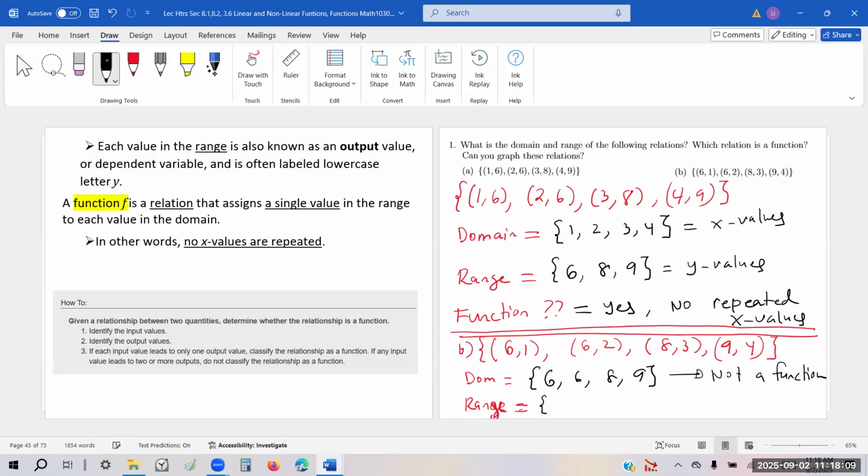And now range. What's the range of this relation? 1, 2, 3, 4. These are from your homework. These are too easy, so will not be in the exam. But in the homework, you'll see them.